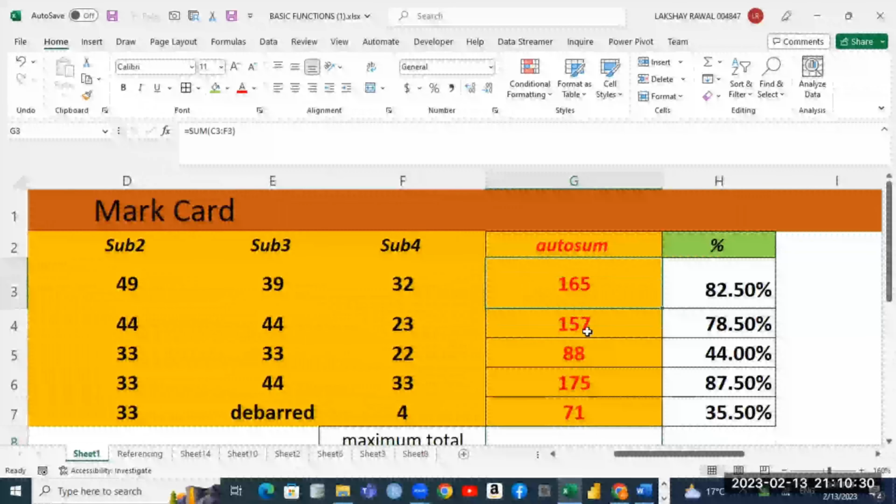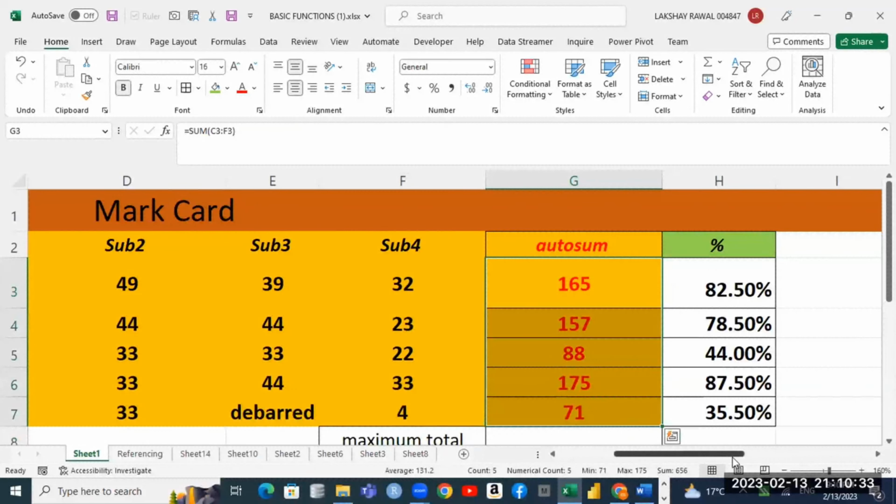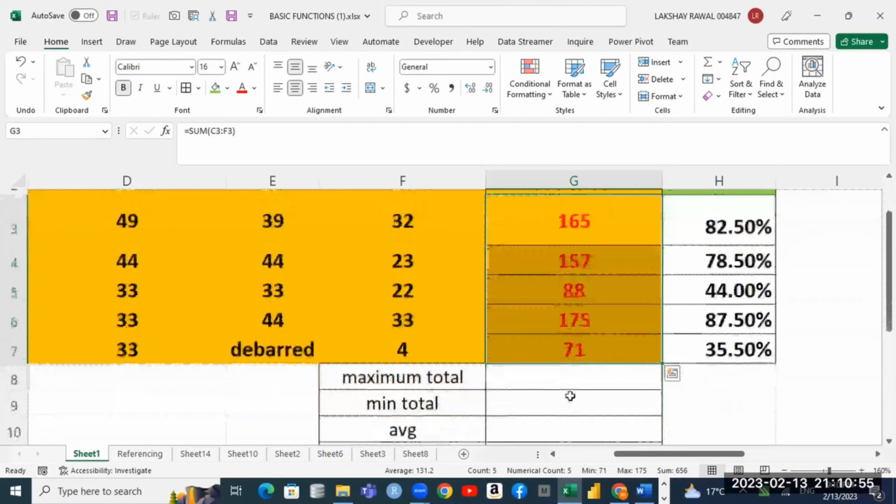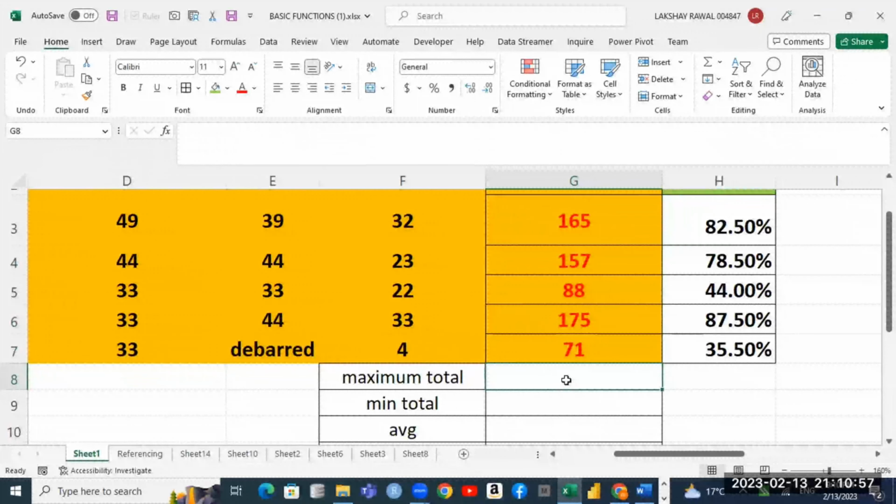Now, what is the highest total? By looking at the range, which is the highest value? 175. I can easily see that 175 is the highest. But suppose this is 1 lakh records. It is very difficult to find from 1 lakh. So what will you do? You will write the function.